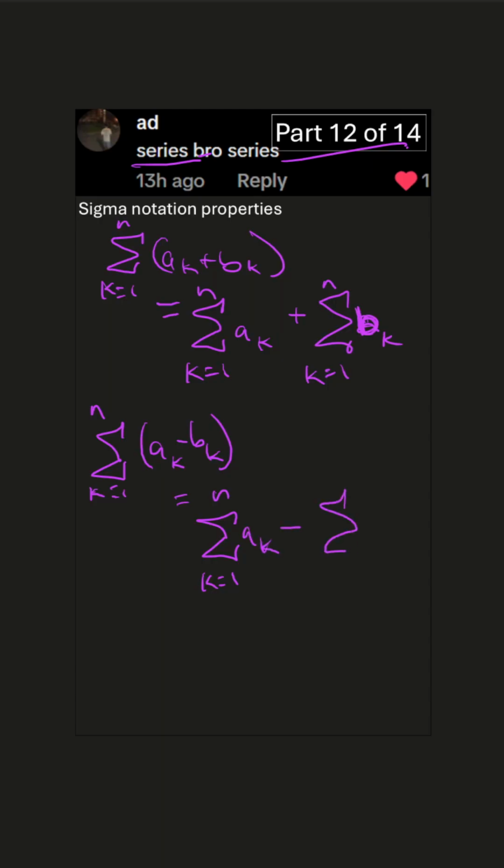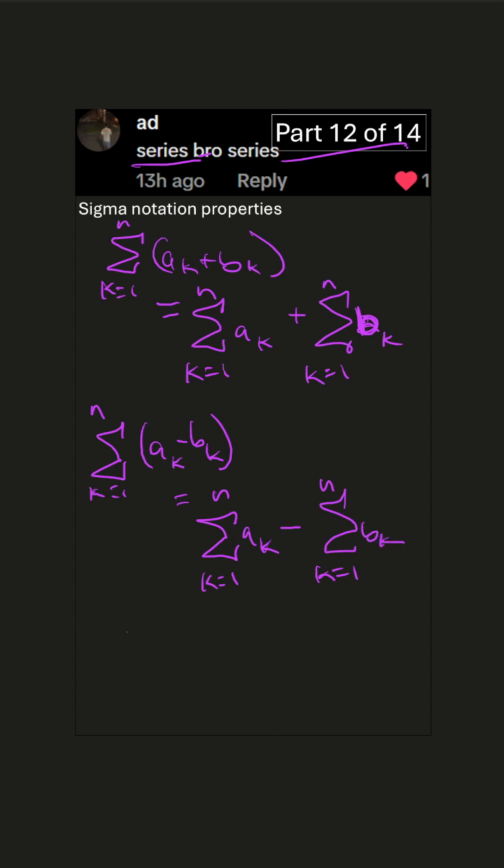So we have the sum of a sub k and the sum of b sub k. Another property you can do, let's say you have the sum from k equals 1 to n of a sub k minus b sub k. Well, I bet you can guess what this one is. It is the sum of k equals 1 to n of a sub k minus the sum of k equals 1 to n of b sub k. So you can split them apart and subtract them as well.